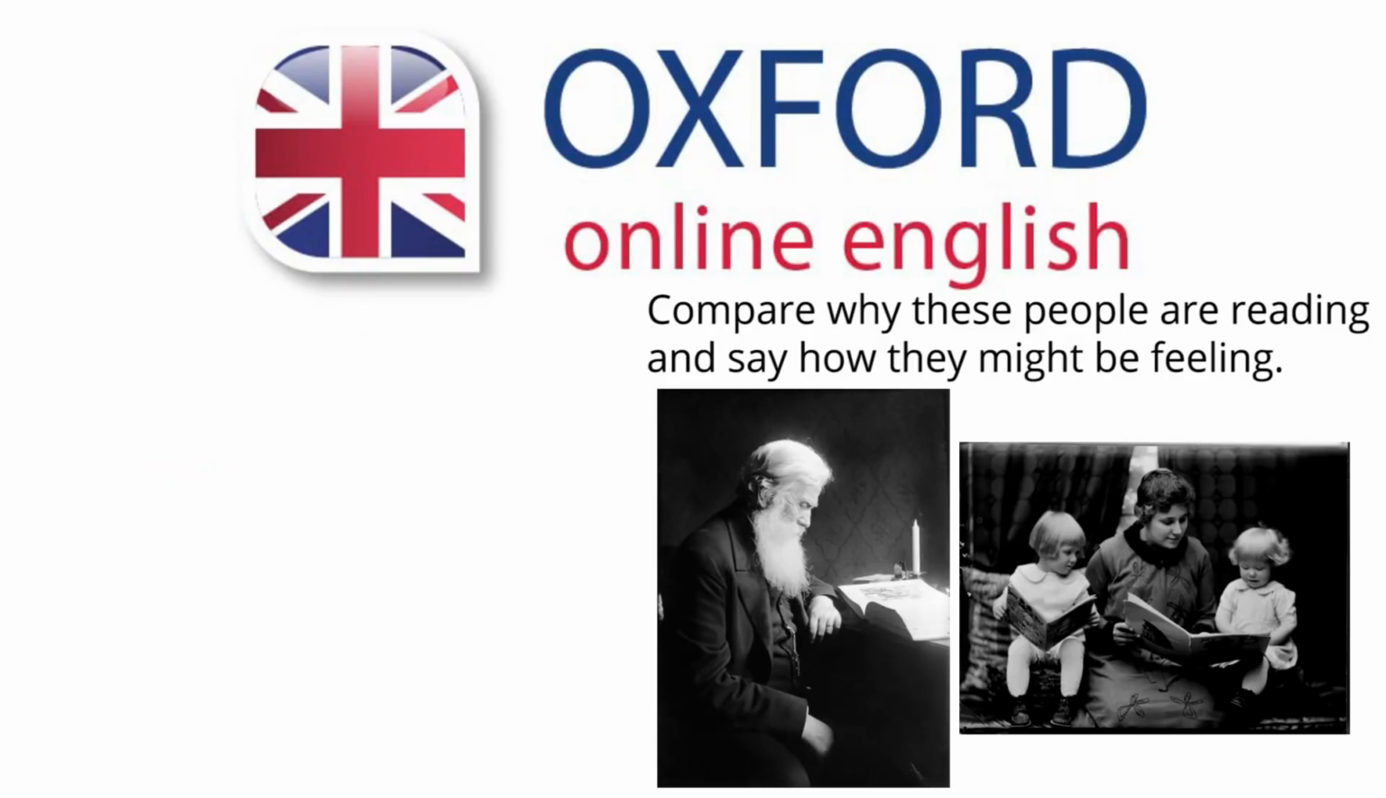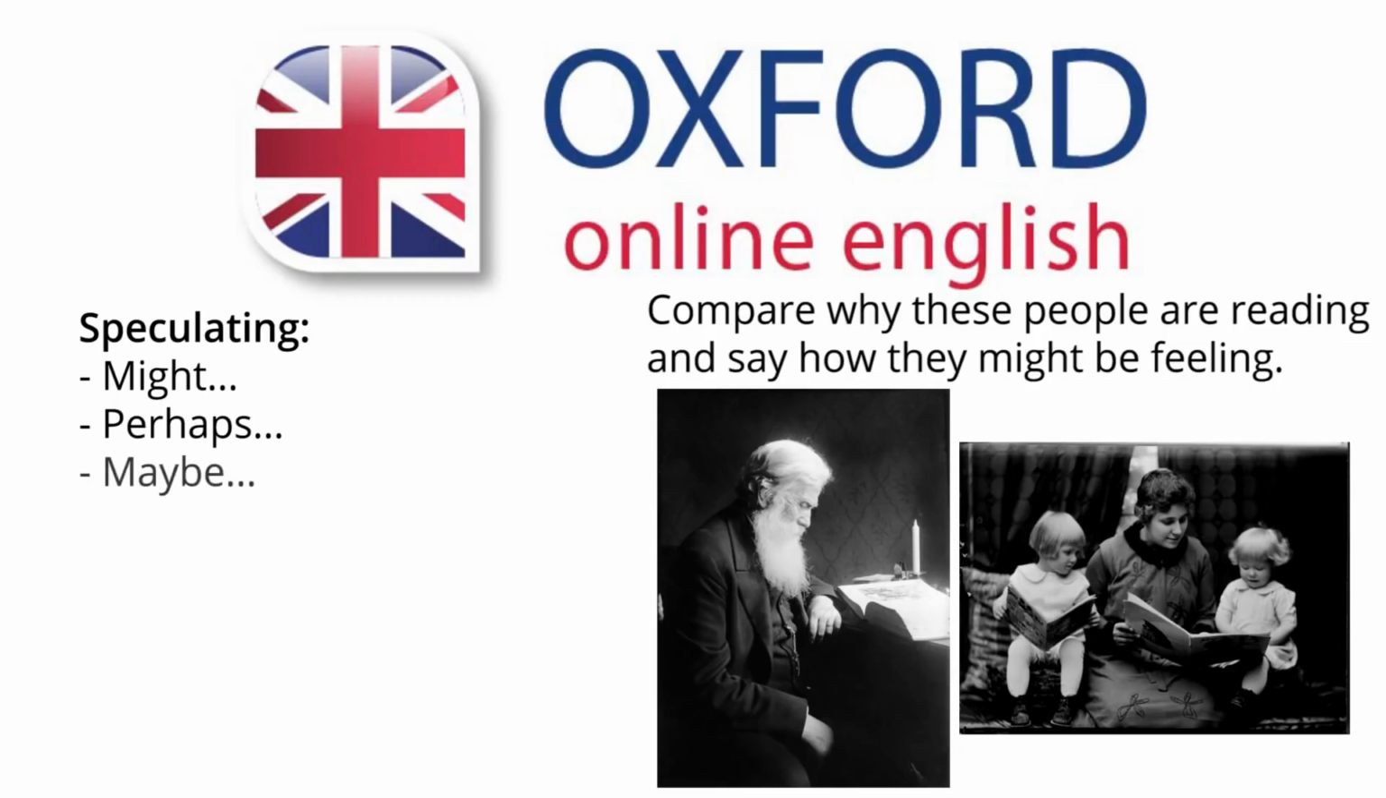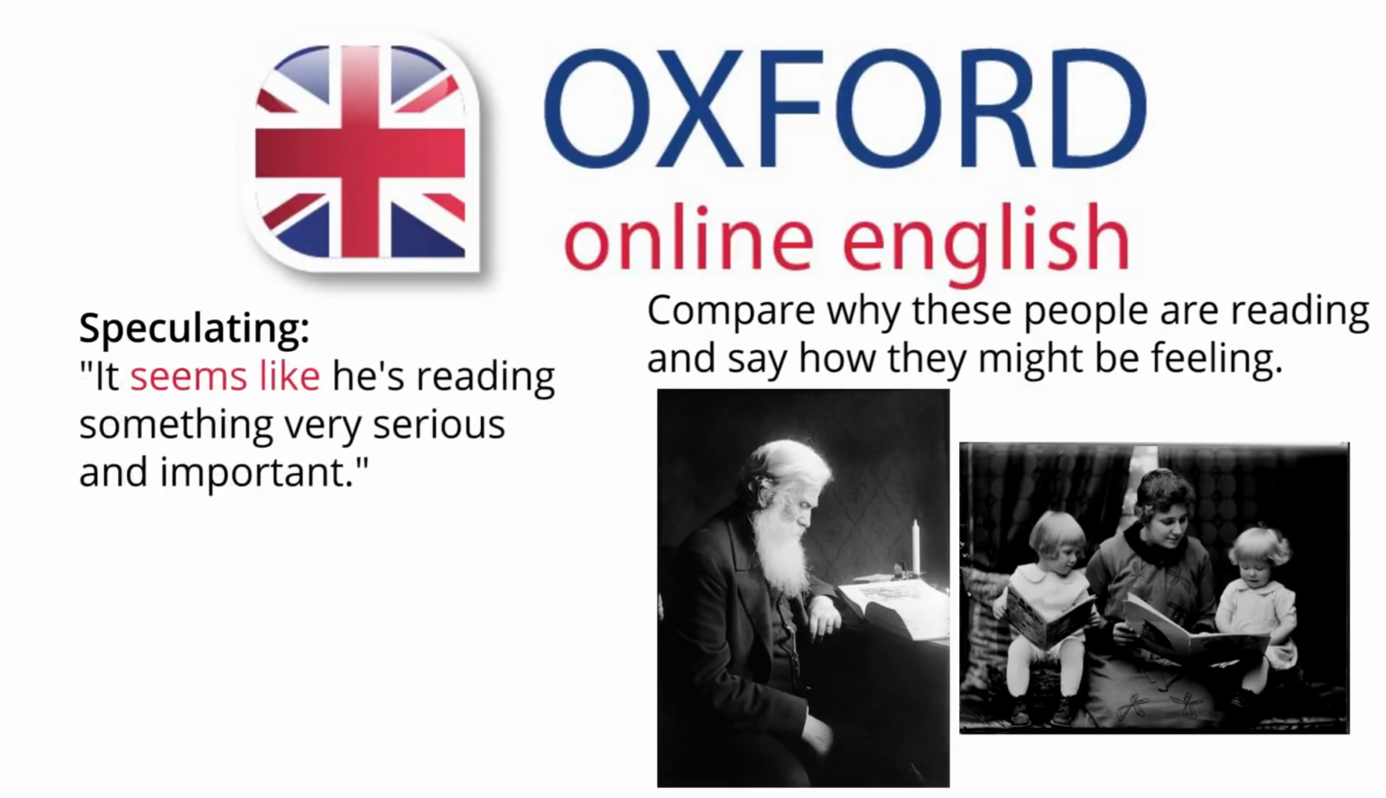Now, in addition to comparing and contrasting, you need to know how to speculate. You shouldn't just say what you see. You also need to talk about the ideas and possibilities that the picture represents. Some useful structures include might, perhaps, maybe, it seems like. For example, it seems like he's reading something very serious and important.